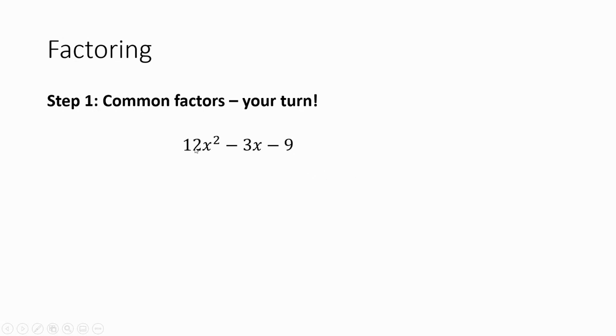We look at this one. Doing the numbers first again, you can pull out a 3, and inside the parenthesis we get 4x squared minus 1x minus 3. And you don't need to write the 1 because multiplying by 1 doesn't change it.